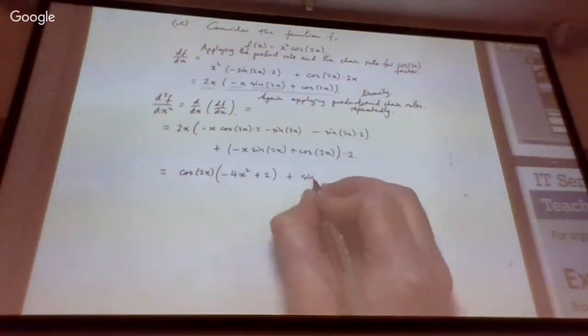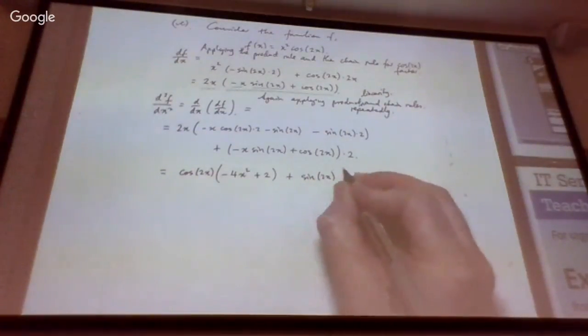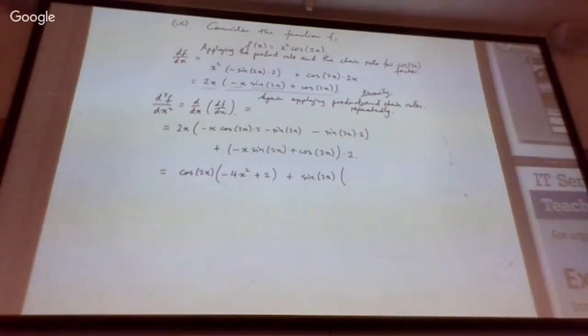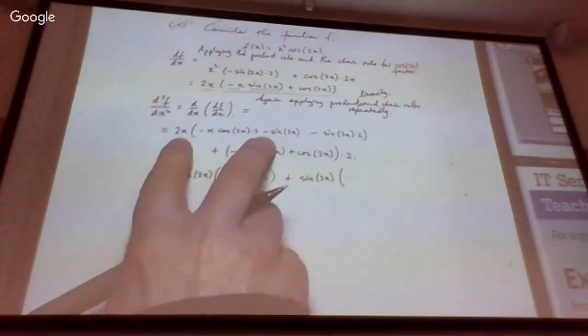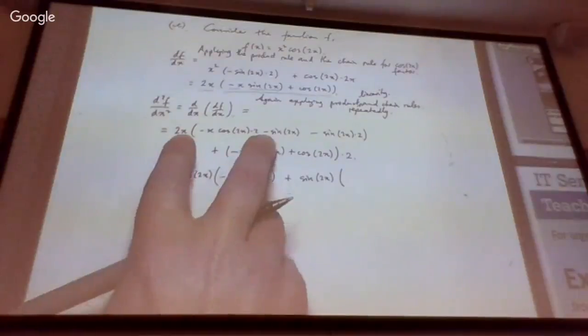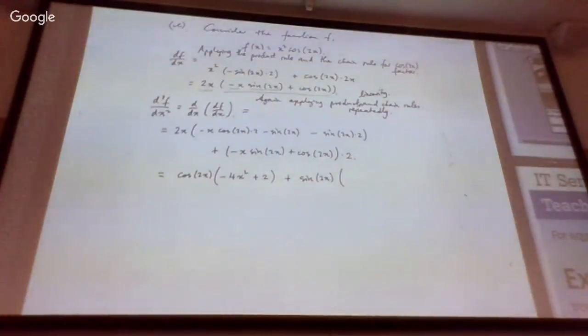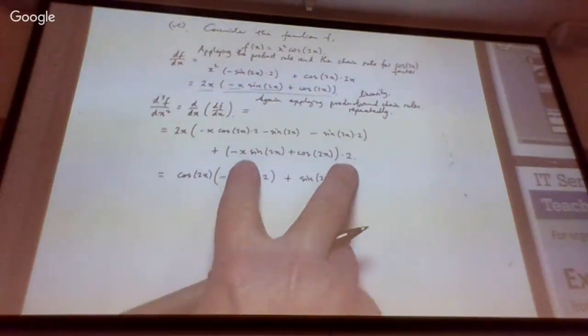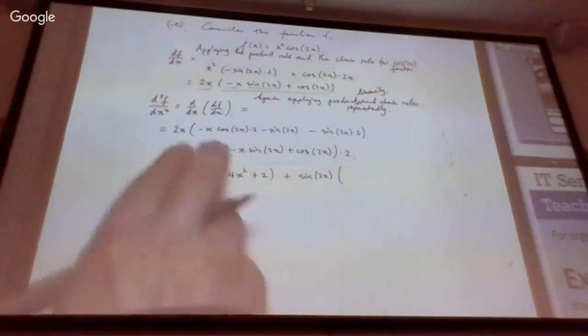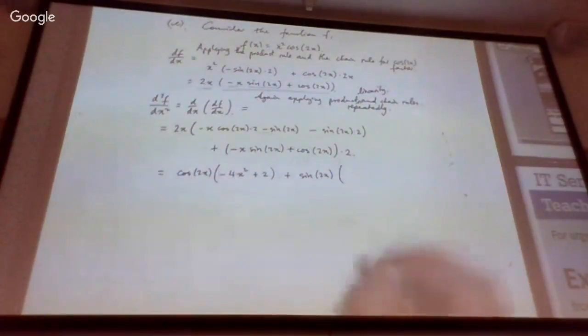And then there's a sine 2x, and that's probably multiplying something. It's multiplying minus 2x, minus 2, minus 2x again. We've got 2 copies of minus 2x. That's going to be minus 4x.